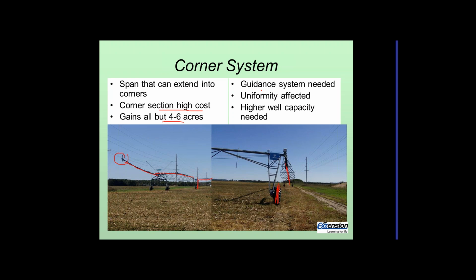They do need a guidance system, and it will affect uniformity, how uniformly the water is distributed on the whole system when these turn on and off, depending on the manufacturer. But it throws off the uniformity even on the best systems. Whenever you're watering more land, you'll have to have a higher well capacity to cover that ground.